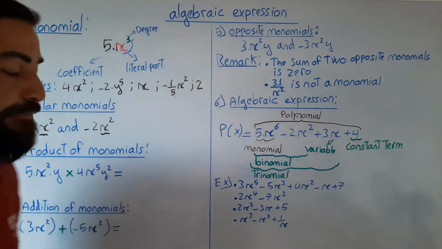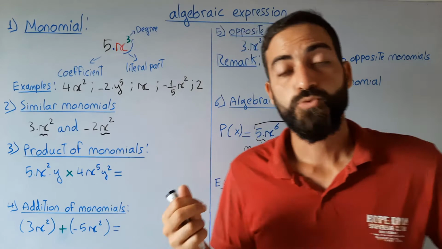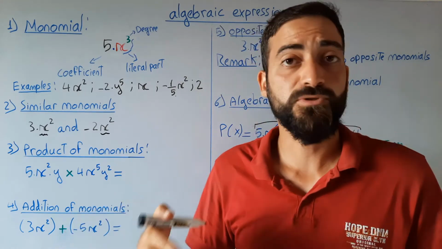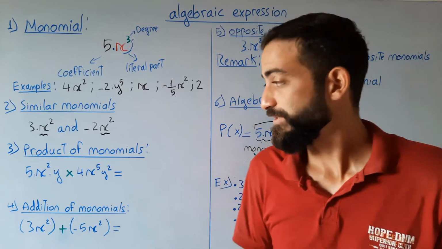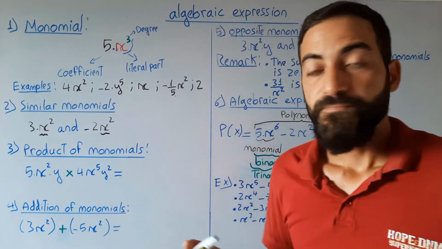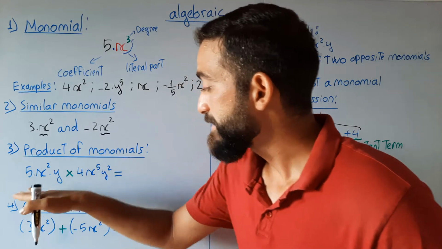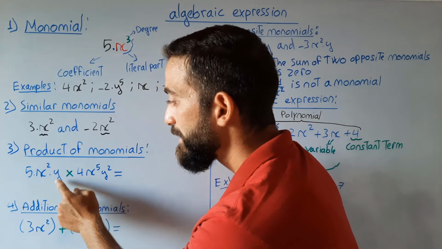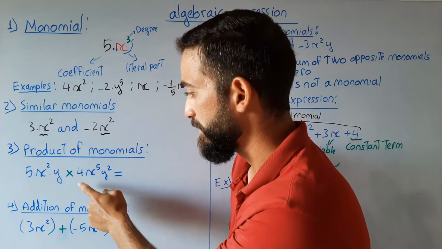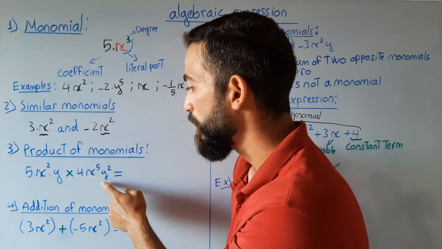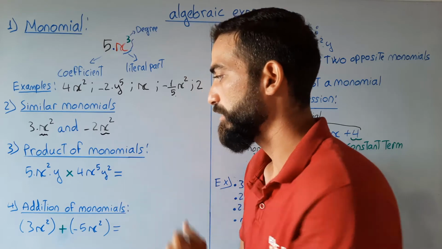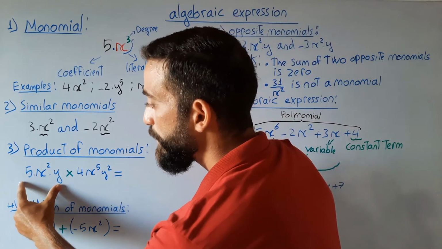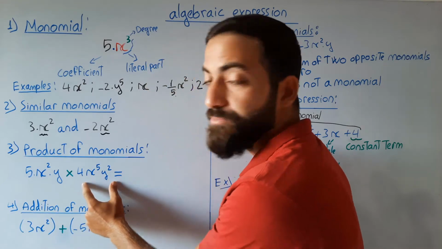Product of monomials: any two monomials can be multiplied together. How? Example: 5x²y multiplied by 4x⁵y². So a monomial times a monomial.